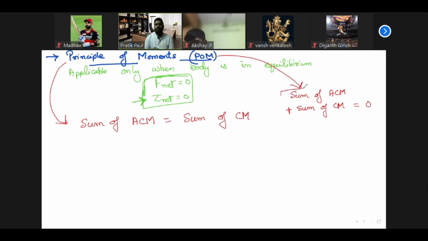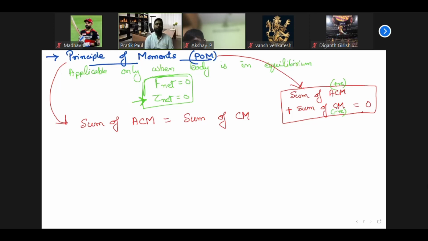Now, sir, you are adding both the moments. How will it be equal to 0? Anti-clockwise is positive and clockwise is negative moment. So when you do the algebraic summation of this, it is equal to 0. It has to be equal to 0 if it is following the principle of moments because it's an equilibrium. Net torque has to be equal to 0.